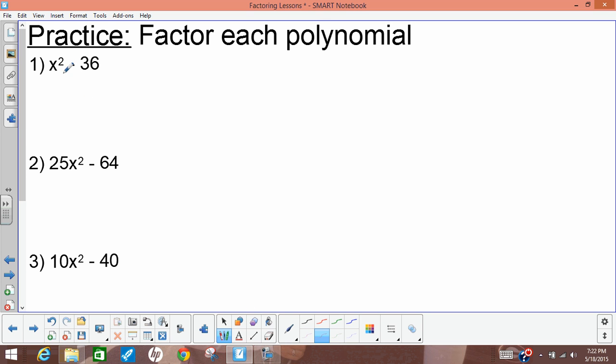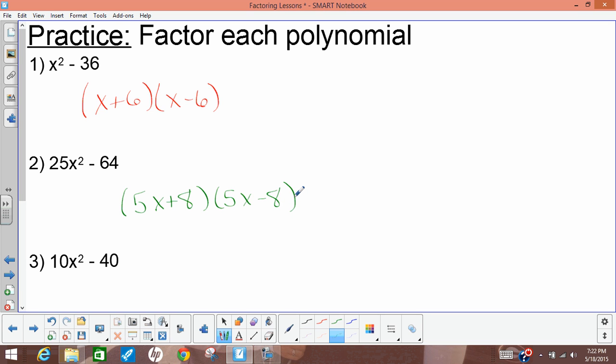Number 1, our squares are 1 and 36, so we end up with 1x plus 6, 1x minus 6. Number 2, our squares are 25 and 64, so we have 5x plus 8, 5x minus 8. And it's worth pointing out that it doesn't matter which order you put these two parentheses in. If you said 5x minus 8 first, that's totally fine.